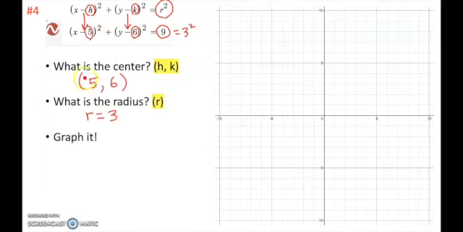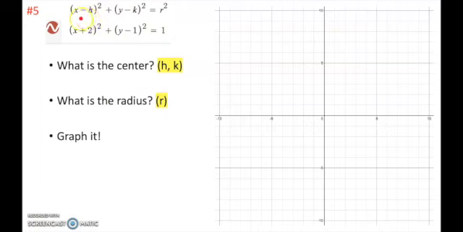So let's go ahead and graph this. Where is 5 comma 6? So we'll go to 5 on the x-axis and 6 on the y-axis. Here's our center. And our radius is 3, so we're going to count out 3. 1, 2, 3 to the right. 1, 2, 3 to the left. 1, 2, 3 up top. And 1, 2, 3 on the bottom. And to the best of our ability, we're going to try to draw a circle. Not too bad.